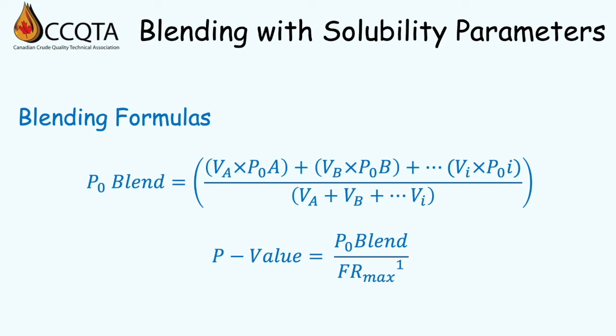Remember, the FR max in this case is the highest FR max of the blended crudes. Using the highest FR max makes for a conservative prediction, meaning the predictions err on the side of caution. Now let's look at a few examples to illustrate these calculations.